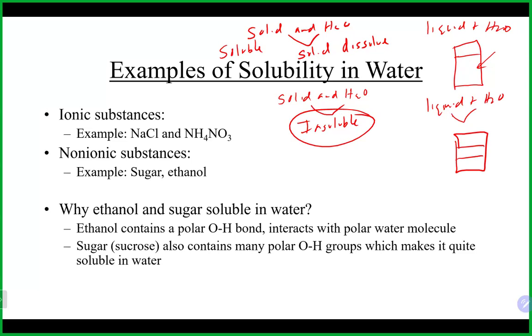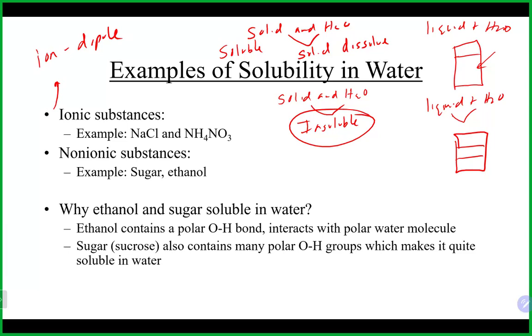So when we talk about ionic compounds like sodium chloride, ammonium nitrate, they are definitely going to be soluble in water. Non-ionic substances like sugar and ethanol are actually still soluble in water as well. With our ionic compounds, they are going to do what we just saw there, basically our ion-dipole interaction, where the ions are going to be surrounded by the negative side and positive side of water, and basically allow it to dissolve.